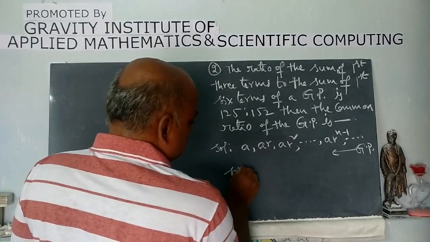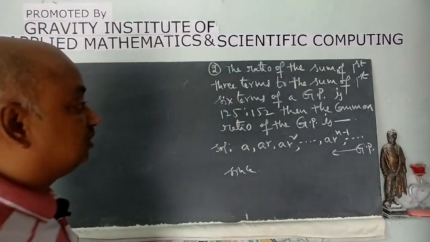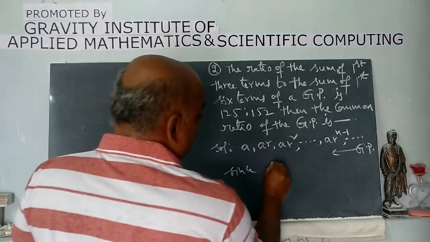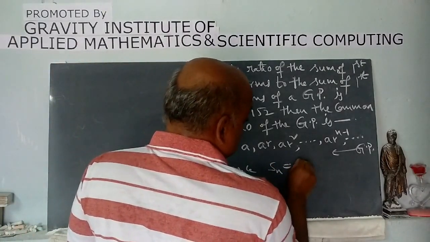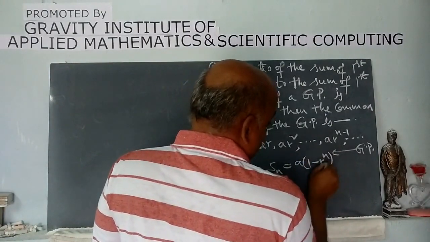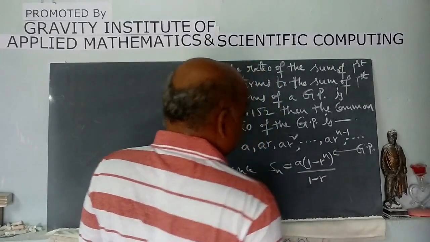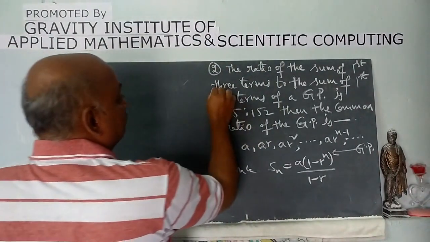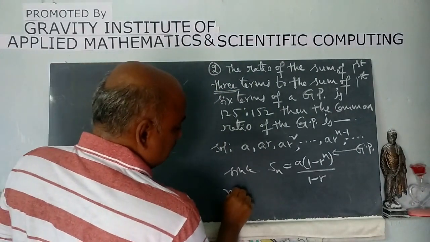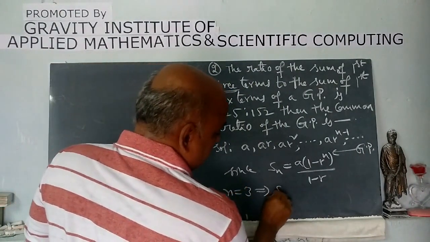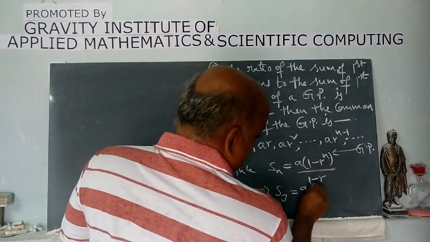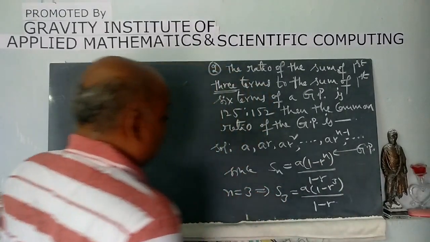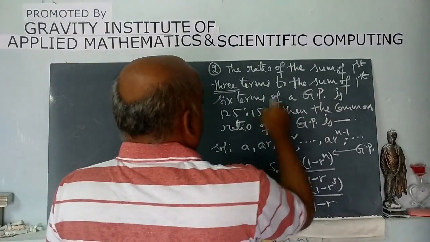Since the sum of the first n terms of this GP is Sn is equal to a into 1 minus r to the power of n by 1 minus r. Here, the sum of the first three terms, so n is equal to 3. This implies S3 is equal to a into 1 minus r cube by 1 minus r. Again, the sum of the first 6 terms.